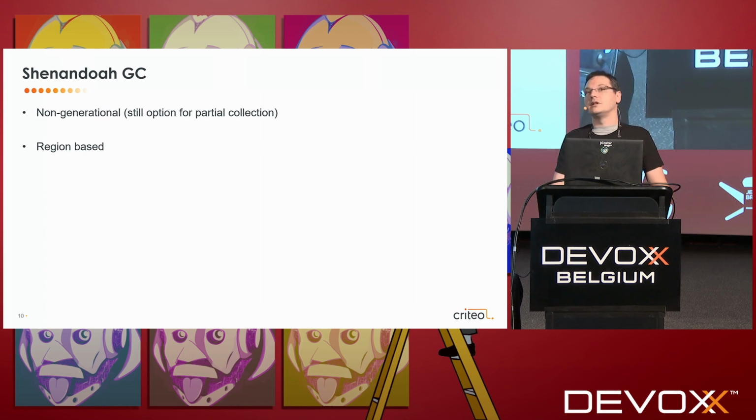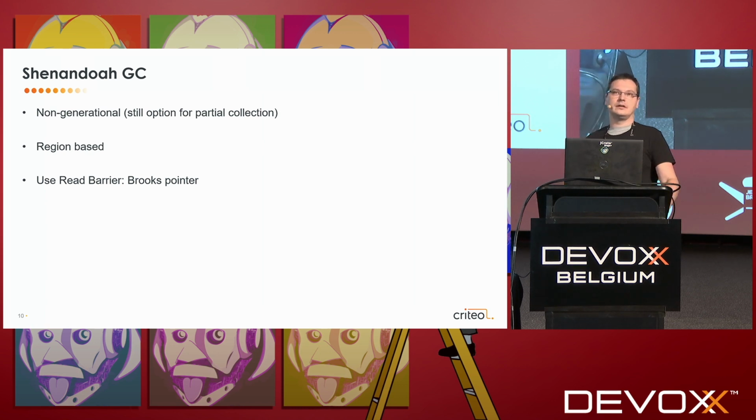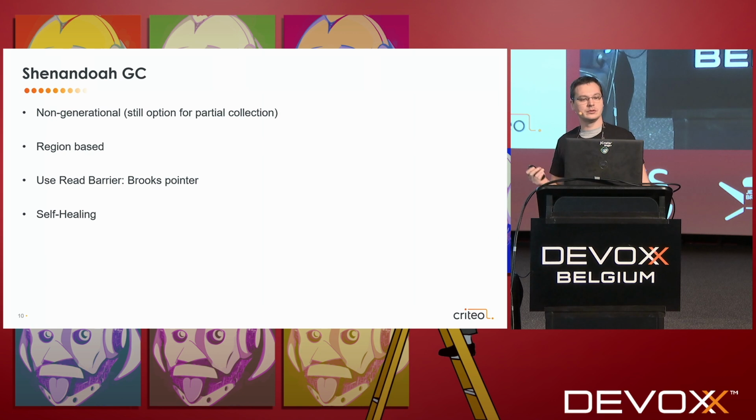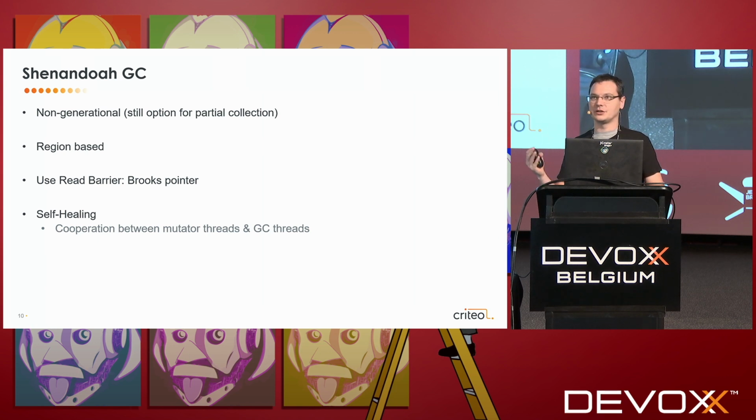It's region-based, which is constant for all the low latency GCs. They're all region-based, like G1. They use a read barrier, also constant for all the low latency GCs. For Shenandoah, right now, it's a Brooks pointer. We'll see that this will be changing in the future. There is a self-healing concept that is also common to the three algorithms. Self-healing is the cooperation between the application thread, the mutator thread, and the GC thread. For Shenandoah, it only happens for the concurrent compaction, for this phase only.